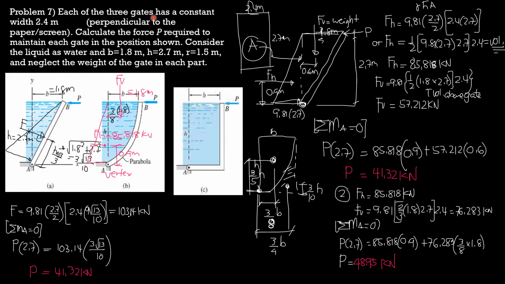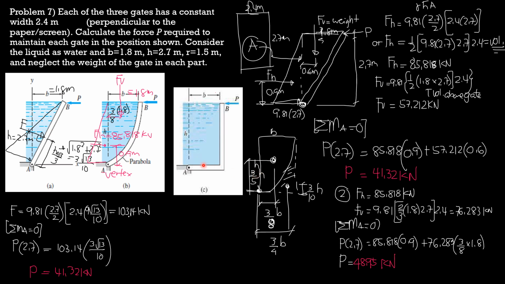Each of the 3 gates has a constant width of 2.4 meters, perpendicular to the screen, so that's perpendicular to the paper or screen. Calculate the force P required to maintain each gate in the position shown. Consider the liquid as water, and B is 1.8 meters for this figure here.